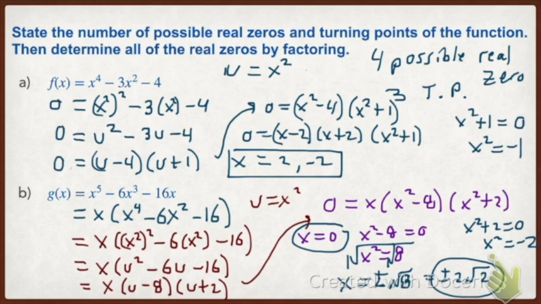When we started this problem, we had 5 possible zeros. I forgot to do that at the beginning. And we have 4 turning points that are possible. When we solve it, we find we have actually 3 real zeros. 2 of them are imaginary zeros. All right, let's keep moving on.